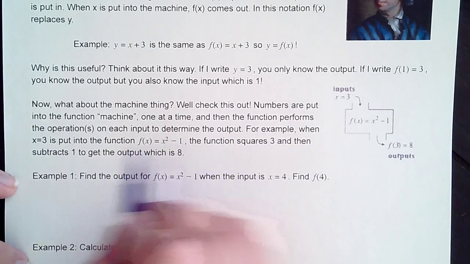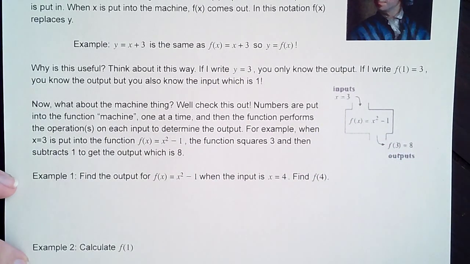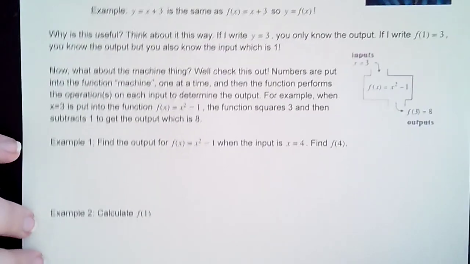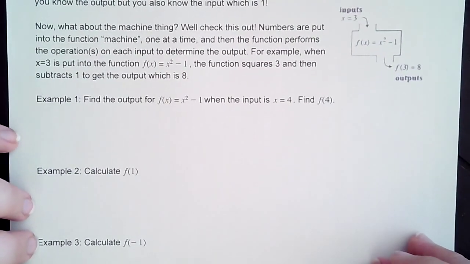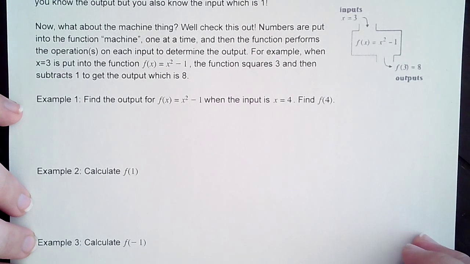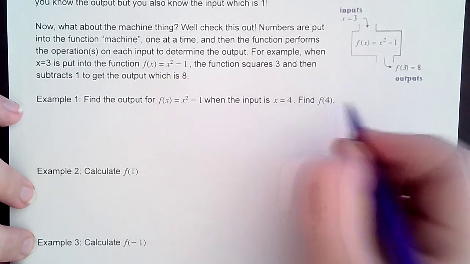So for example, when x equals 3 is put into this function, f of x is equal to x squared minus 1, the function squares 3 and then subtracts 1 to get the output, which is 8. So an example of this, let's see if we can take this and put it into practice. This example says find the output for the function f of x equals x squared minus 1 when the input is x equals 4. Another way of writing this is find f of 4.